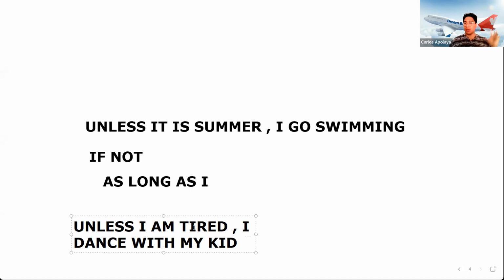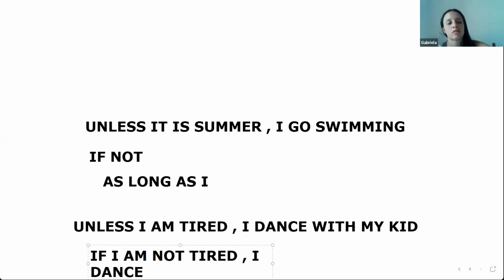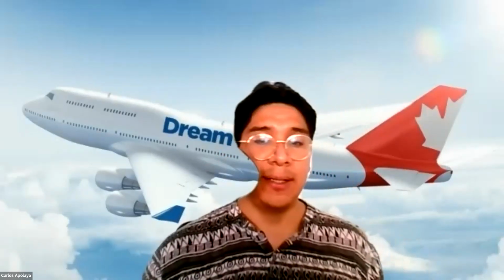Tú dices que bailas solamente cuando tienes energía. Cuando estás cansada no bailas. Entonces, sería, if I am not tired, I dance. Si yo no estoy cansada, yo bailo con mi hijo. So, I dance with my kid unless I am tired. You see? Okay. Next question.